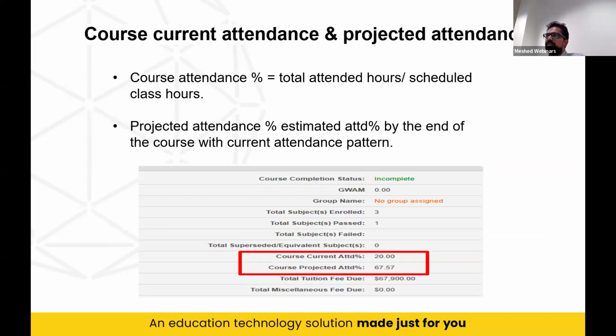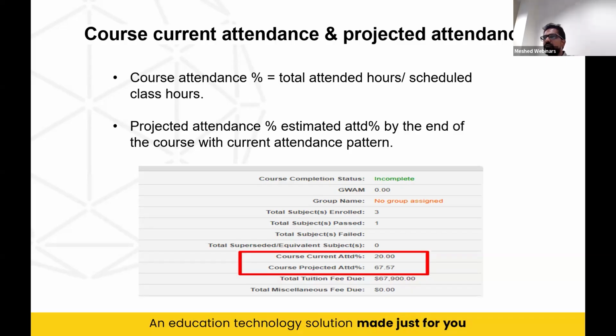So now the next thing we have is course attendance percentage and projected attendance. Generally, if you have a course and the student is attending the classes for various subjects in that course, the system would calculate the attendance percentage. So we have course attendance, course current attendance percentage, and also projected attendance percentage. The common questions that we get from the staff from different colleges is what exactly is the projected attendance, and how the projected attendance is calculated in the system.